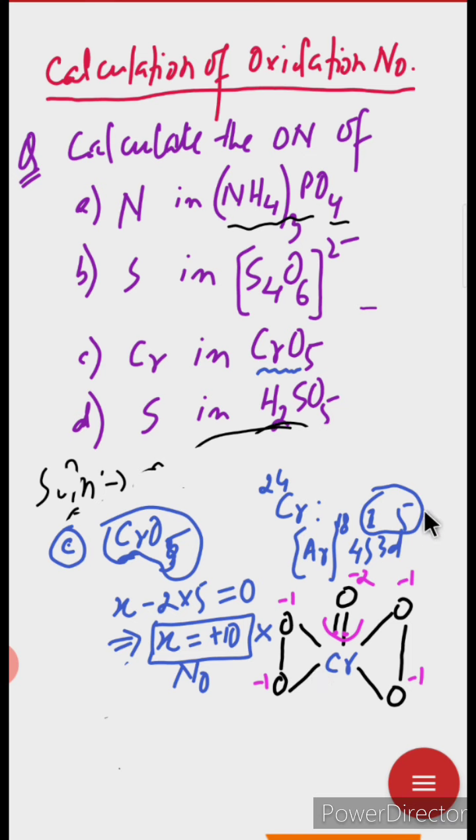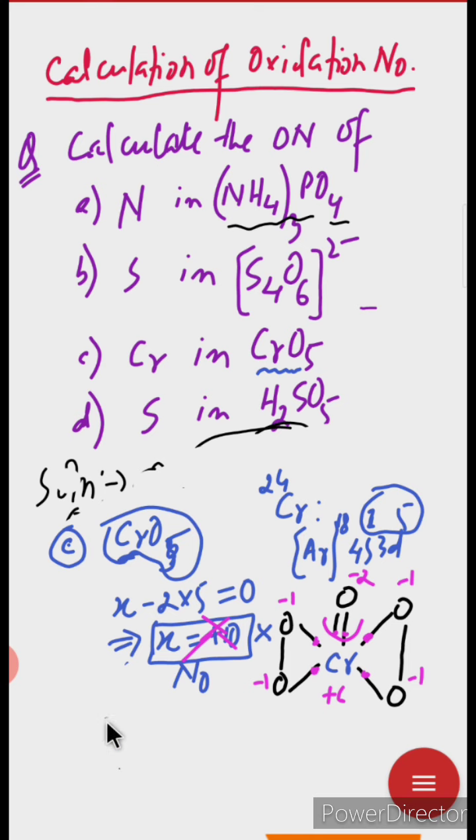And there are 6 valence electrons of chromium: 1, 2, 3, 4, 5, 6. Only 6 electrons are pulled away by the oxygen atoms. Therefore this chromium will have an oxidation state of +6, not +10.